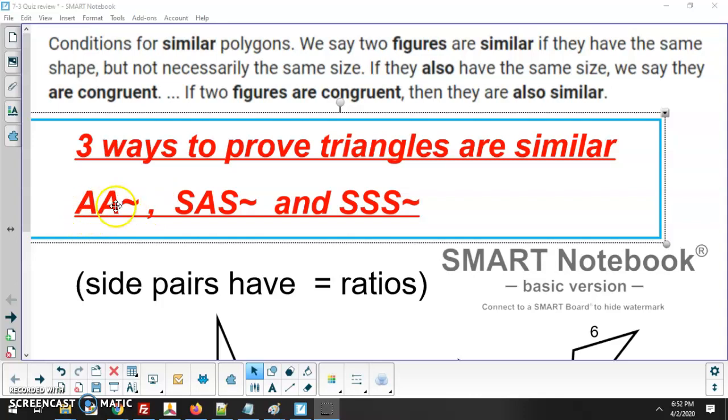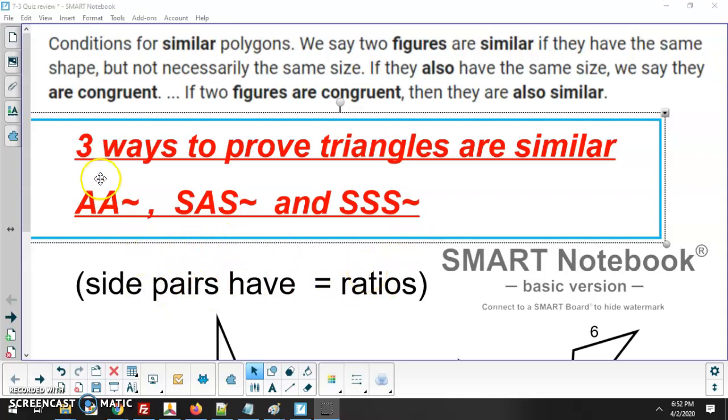So angle similarity, and this is side angle side similarity. If it doesn't have the tilde, then it's side angle side congruence, and that's how you could prove triangles are the same exact shape. But the tilde means that they are similar, and you could have side similarities. And in this similarity proof, the side pairs aren't equal, they have equal ratios. So if you reduce them, the ratios will be the same.